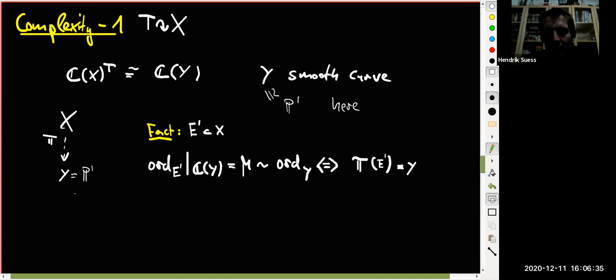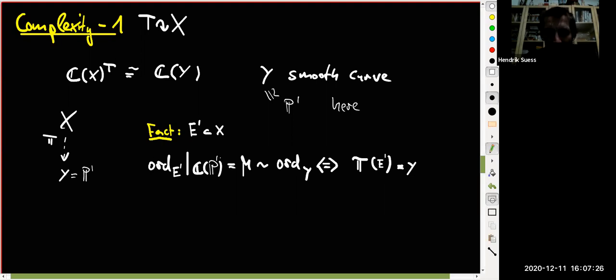Okay, and now if we consider a prime divisor E prime on X itself, then we can look at the vanishing order, so the corresponding valuation, and restrict it to the function field of the curve. So recall this was just the field of invariant functions on X. And so this gives me some valuation on the function field of P1 here. So this is really P1.